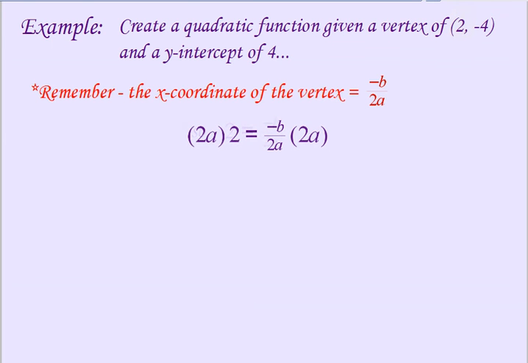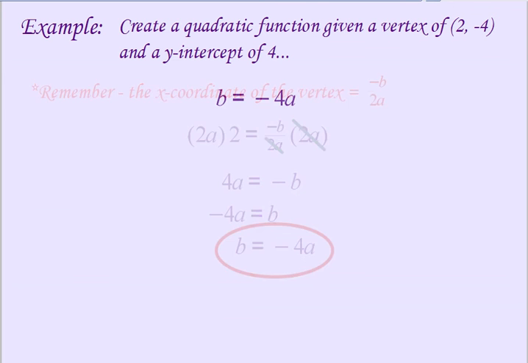I'm going to multiply both sides by 2a. I'll show you why. On the right hand side it gets rid of my fraction, my 2a's cancel, and on the left hand side 2a times 2 is equal to 4a. So now I have 4a is equal to the opposite of b. When I divide both sides by -1, I get b is equal to -4a. This little piece of information right here is going to help me out a great deal in finding my function.